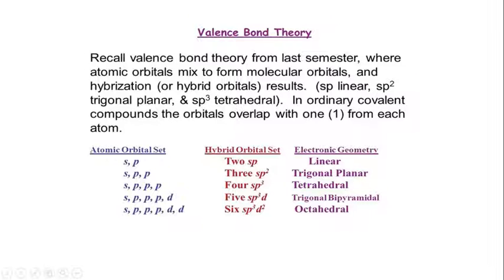Then if the atomic orbital set consists of 1 s, 3 p orbitals and 2 d orbitals, then the total is 6 orbitals. So there will be 6 sp3d2 hybrid orbitals. So the electronic geometry would be octahedral.